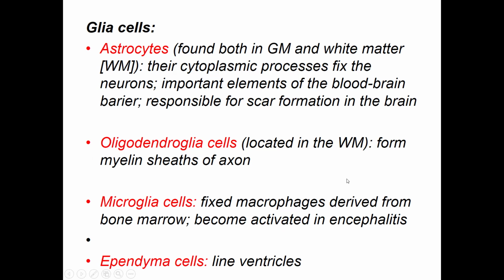Oligodendroglial cells, as you know very well, are located mainly in the white matter, and they are very important in forming the myelin sheaths of the axons. There are several diseases when myelination, myelin sheath formation, is the primary problem. These are called, as an umbrella term, demyelinating diseases, and multiple sclerosis is the best known of them.